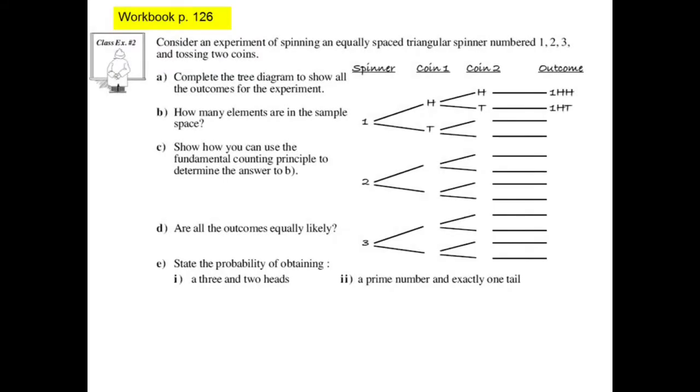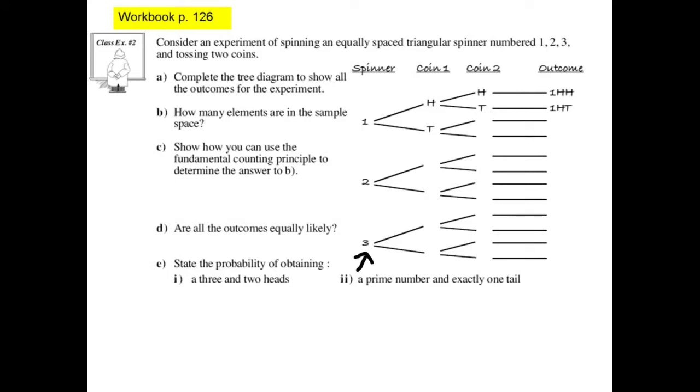Consider the experiment of spinning an equally spaced triangular spinner numbered 1, 2, 3 and tossing 2 coins. So we have to complete the tree diagram to show all the possible outcomes of this experiment. So the first part is done. We have 3 possible choices for the spinner.